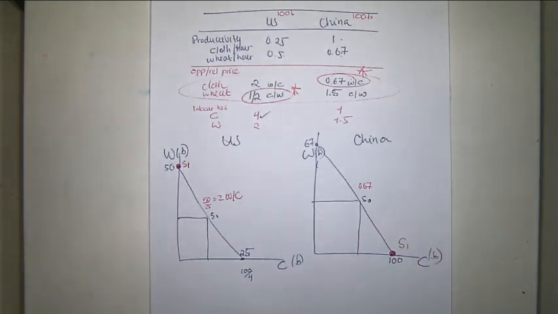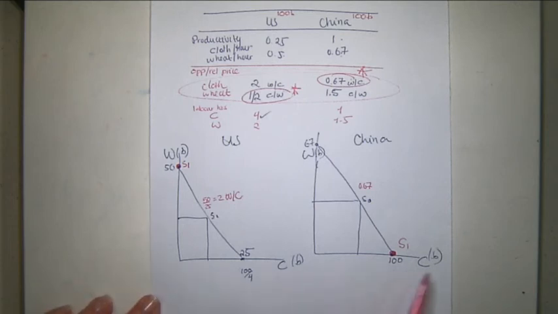Now, using these new production points with trade, how do we draw the PPF with trade? In order to do this, we need a world price. Now, you do not have to determine the world price. In any assessment, this will be given to you. Let me just show you how the world price is determined.